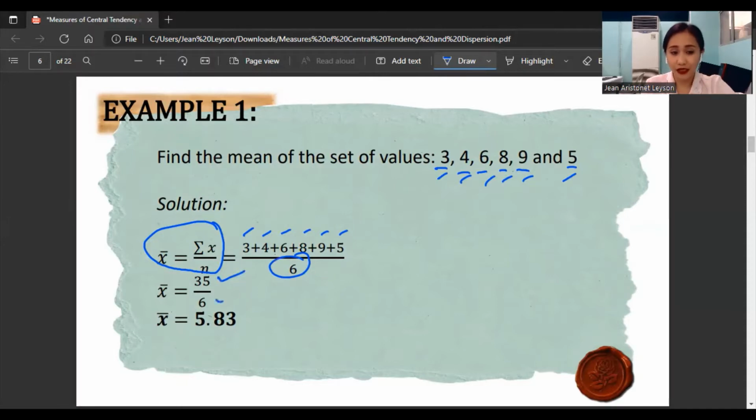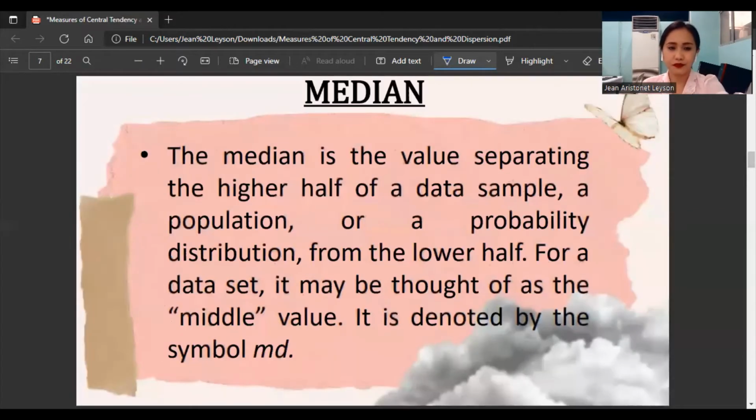35 divided by 6 is 5.83, or approximately 5.83. Now, in order for us to have uniformity in your answers, as much as possible, round your answers to 2 decimal places. Okay. So, so much for the mean.